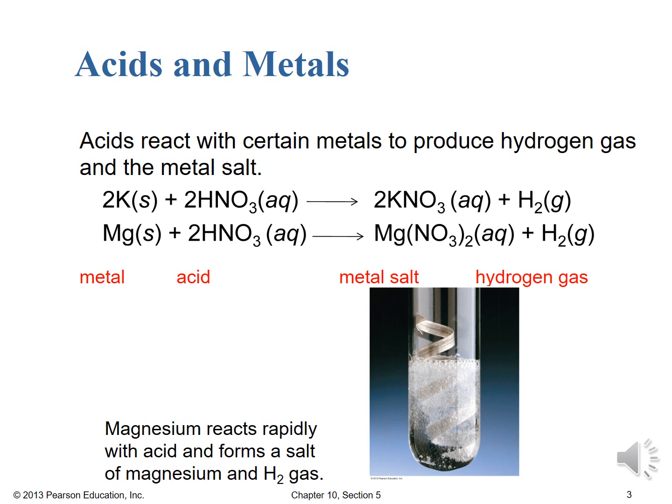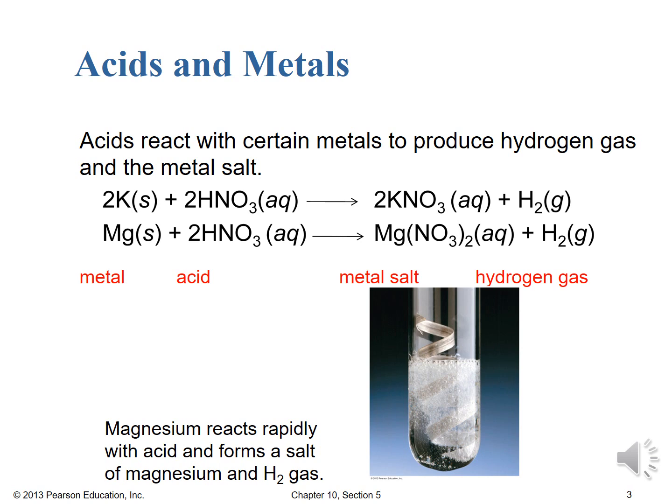One of the classic reactions that acids undergo is reaction with certain metals, and the products are hydrogen gas and then the metal salt. So we see a couple examples here. First, potassium metal, a very active metal, reacting with nitric acid to form potassium nitrate and hydrogen gas. Magnesium, a less active metal, although still an active metal, reacting with nitric acid as well to form magnesium nitrate and hydrogen gas.